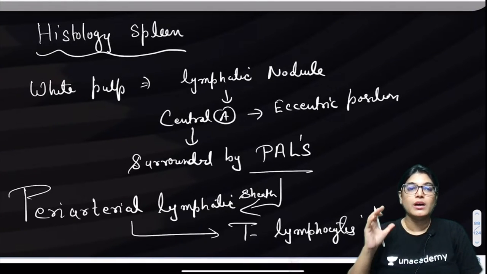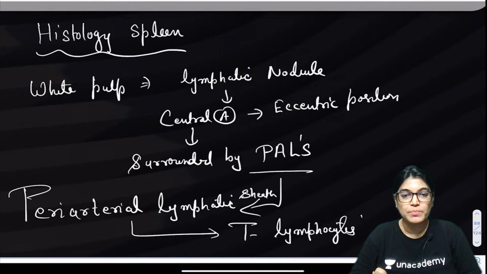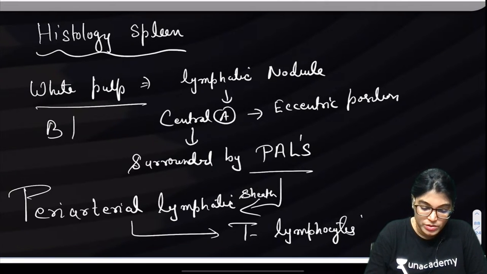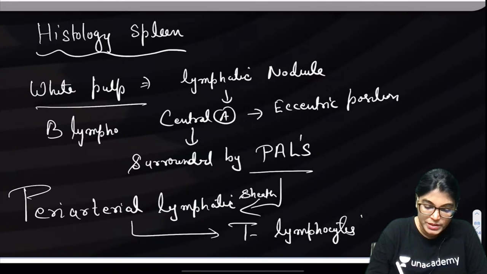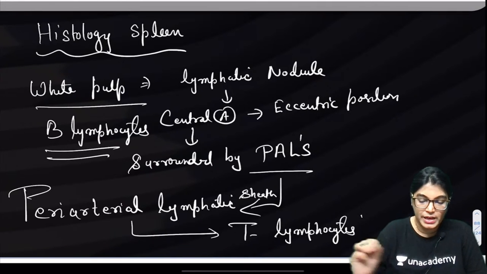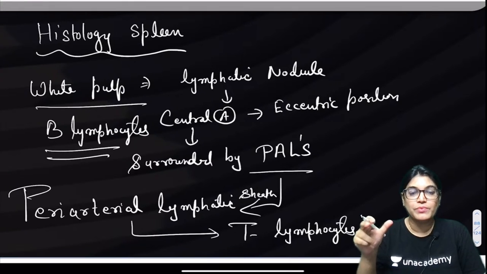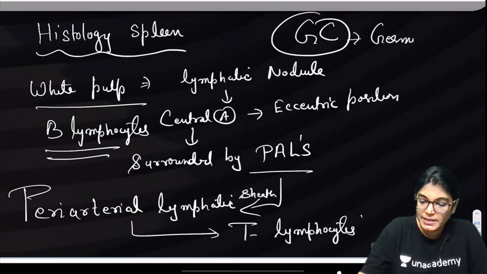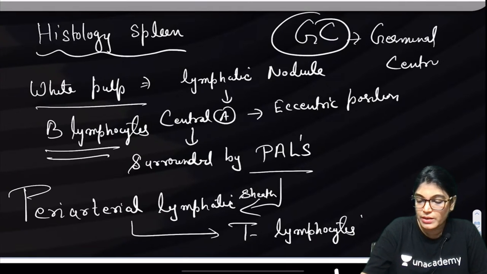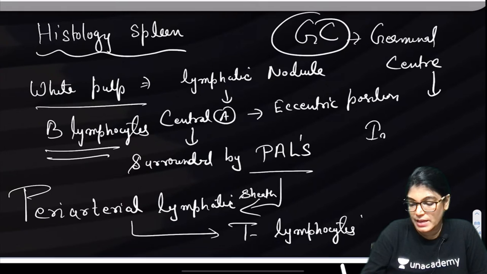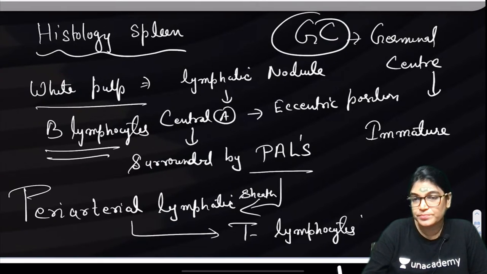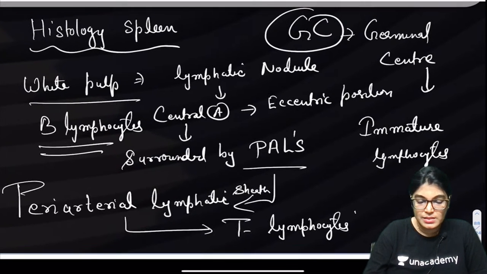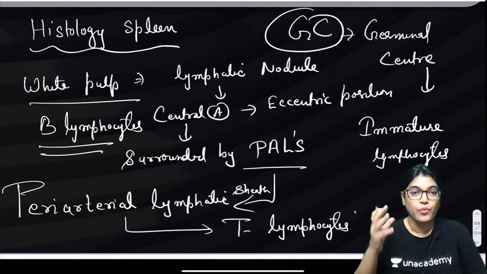Okay, so this is about the histological aspect of white pulp. The peripheral part of the white pulp will contain B lymphocytes, so it will have a mixture of B and T, but mostly the peripheral part will have B lymphocytes. The center of the lymphatic nodule will have the GC. What is GC? Germinal center, and the germinal center contains immature lymphocytes. So I think this is about the histology of the white pulp of the spleen.